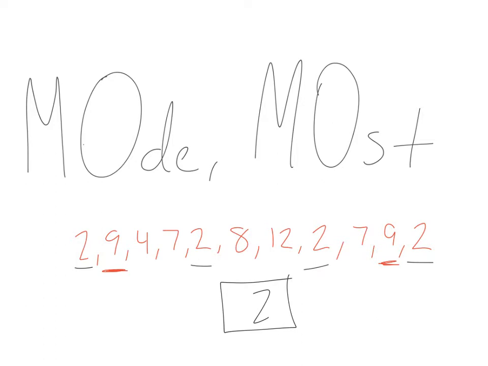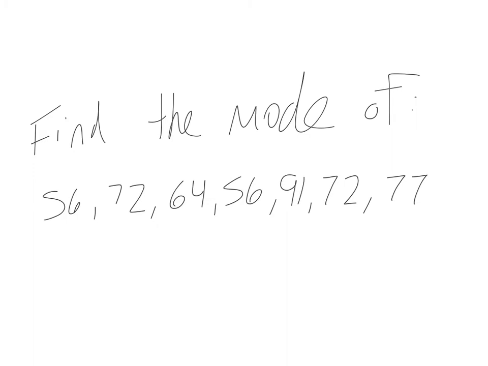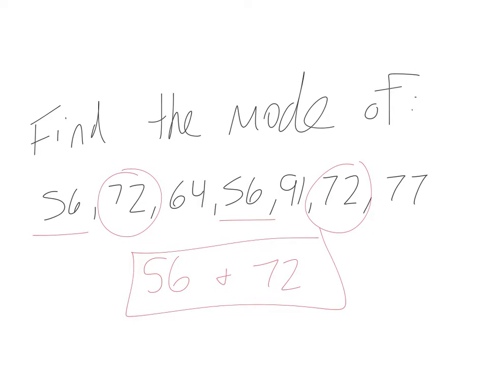It's that simple. Alright, so what I want you to do is pause the video and find the mode of that data set. Alright, so again, we're looking for pieces of data that occur more than once. So 56, 72, 64, 56, okay, 56 and 56, 76, and then 91, 72, already had a 72, and then 77. So the mode, what's the mode? That's the mode. You can have 2 modes, 56 and 72 are both the modes of that data set.